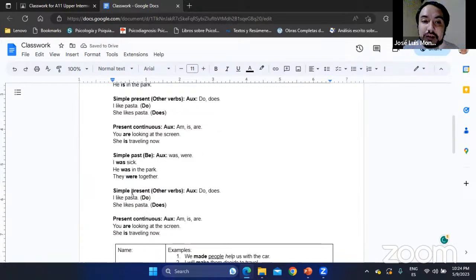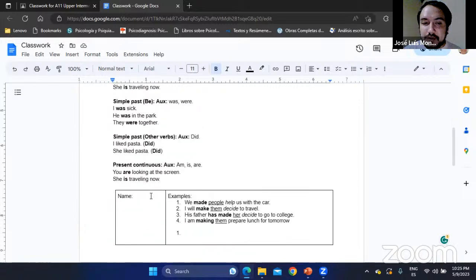The simple past of other verbs, okay, here the auxiliary is did. If you say I liked pasta and she liked pasta, in both cases it is did. Why? Because the auxiliary is do, but the past of do is did. So do and did here are not verbs. They don't have any meaning. They are just telling you that you are in the simple past.